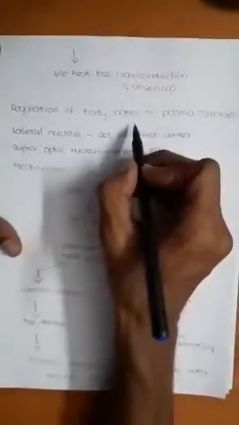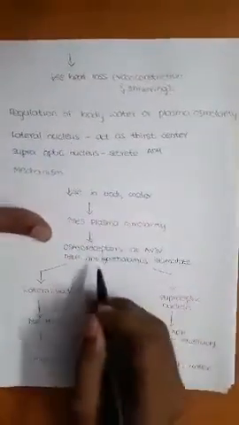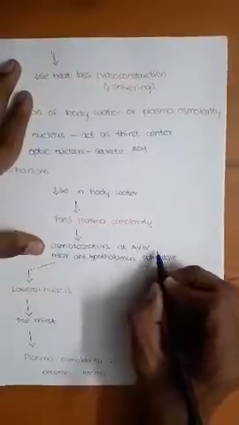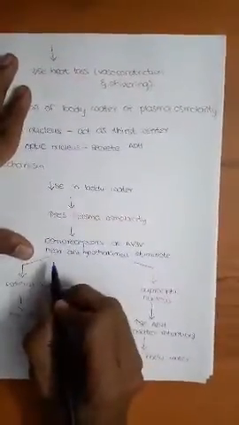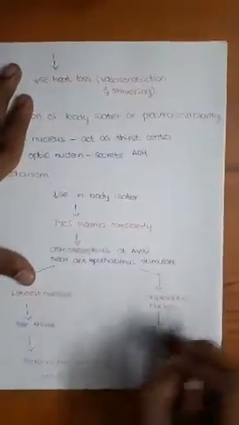Now let us see another function, that is regulation of body water or plasma osmolarity. The nuclei involved in this are the lateral nucleus which acts as thirst center and the supraoptic nucleus which secretes antidiuretic hormone. The mechanism is that whenever there is decrease in body water, there will be increase in plasma osmolarity, which in turn stimulates osmoreceptors of the anteroventral wall of the third ventricle, situated near the anterior hypothalamus, which in turn sends signals to the lateral nucleus and supraoptic nucleus.